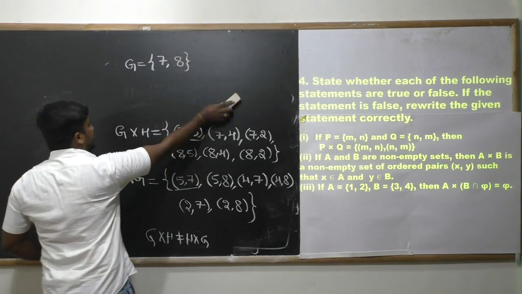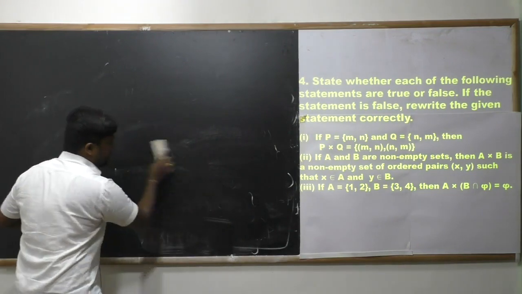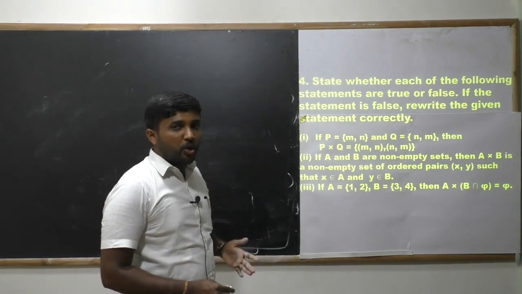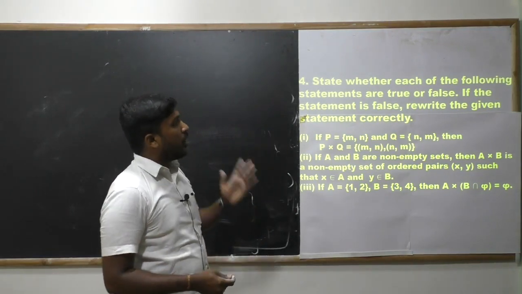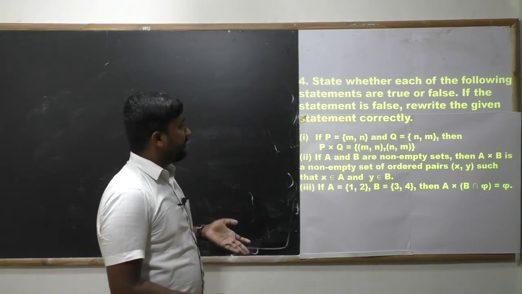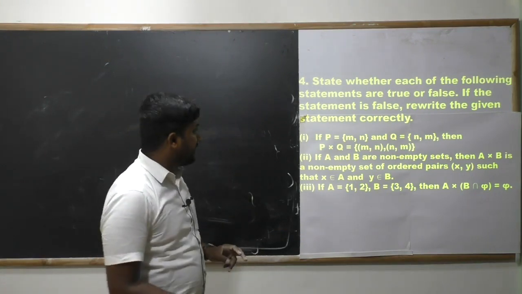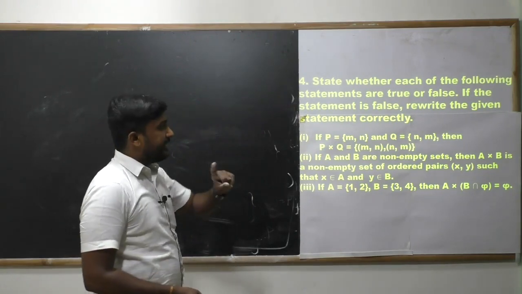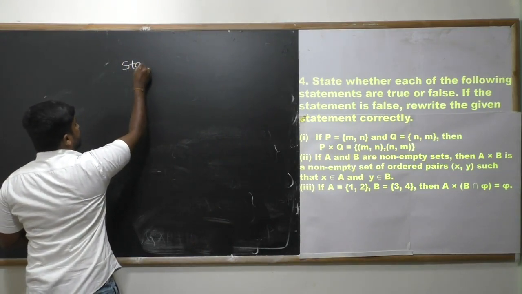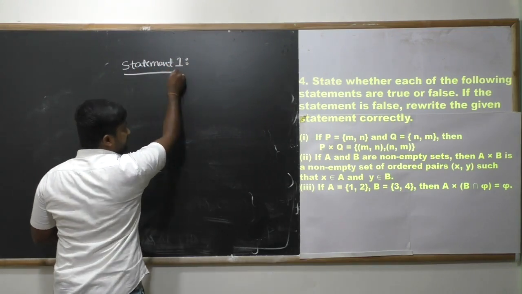Okay, please read the given data of problem number 4. State whether each of the following statements is true or false. If the statement is false, rewrite the given statement correctly. So how many statements are given? 3 statements are given. First we check whether statement 1 is true or false. What is the first statement?